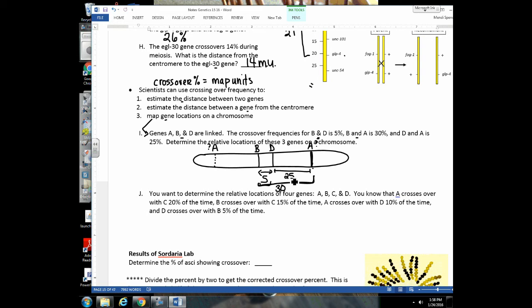If I had put A over here, and remember they said that B and A was 30, so from here to here was 30, then that would actually put D and A 35 map units apart, and it's not, it's 25. So this is just a little bit of trial and error. You draw different locations where you could find different genes, and then you see if the math fits where you think these genes are going to be located on the chromosome. Why don't you hit pause and try J on your own, and then I'll show you the correct answer.